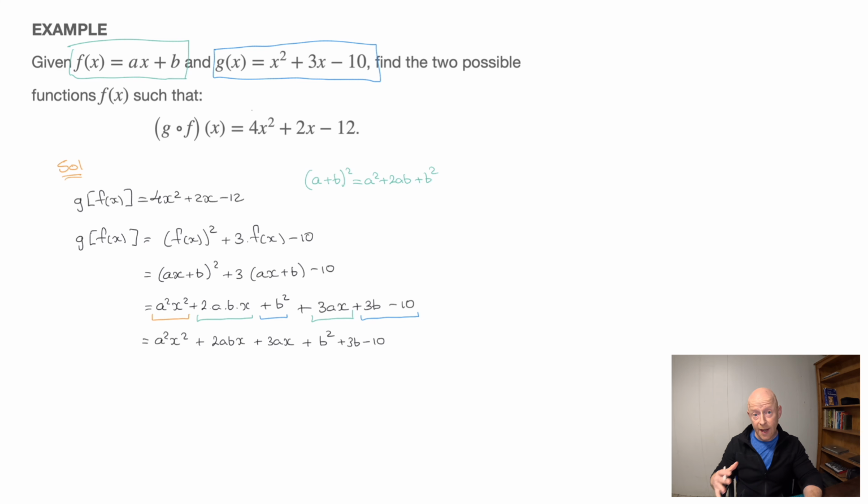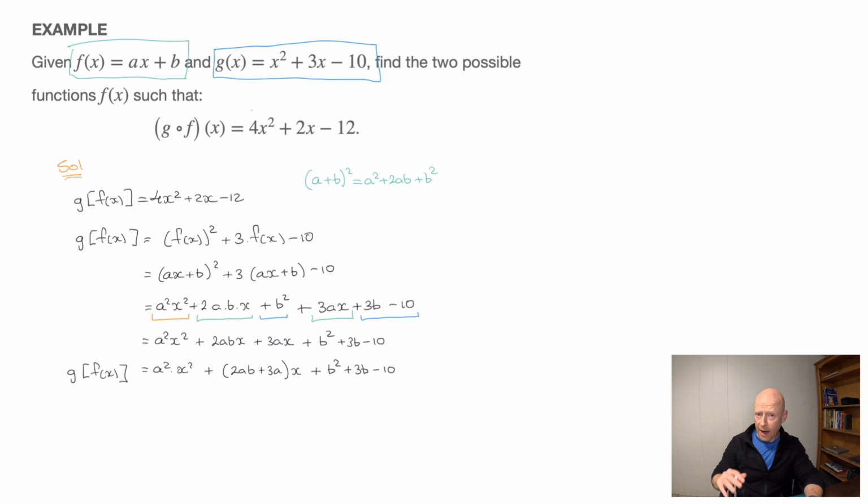Now, although we don't know what a and b have to equal, what we do know is that this entire expression here needs to be equal to 4x squared plus 2x minus 12, since that's the composite function we were given at the start. And so to make things a little bit more obvious, I'll place an x as a factor for these two terms involving x here. Here's what I mean. I'll write that this is equal to a squared times x squared plus, in parentheses, 2ab plus 3a, close parentheses, times x, plus b squared plus 3b minus 10. And that's the expression we get for g of f of x.